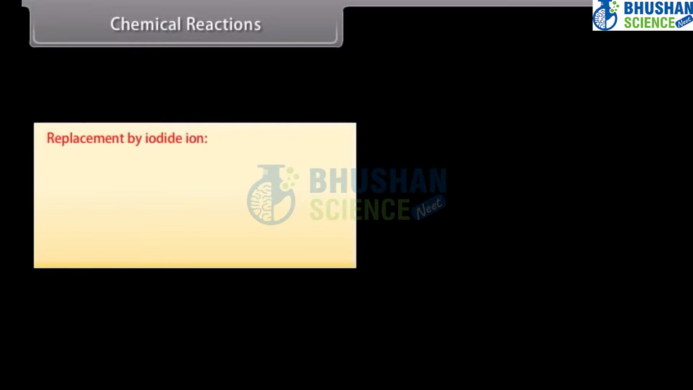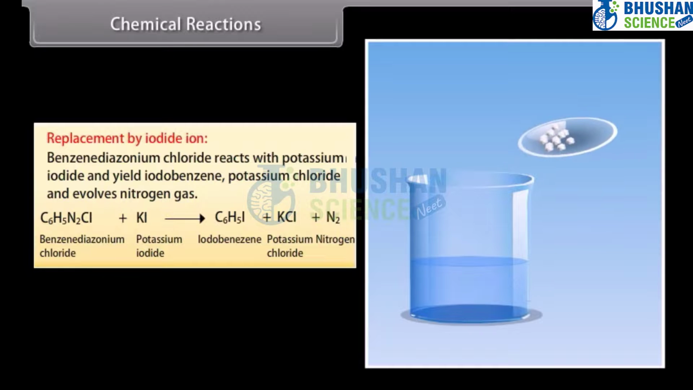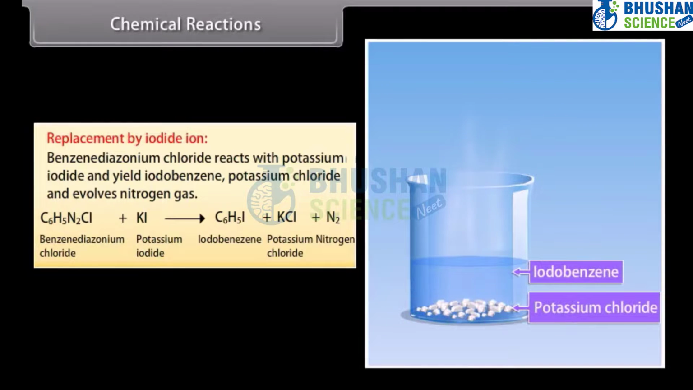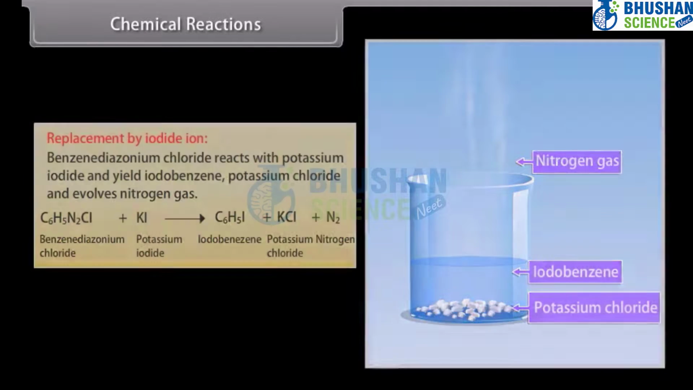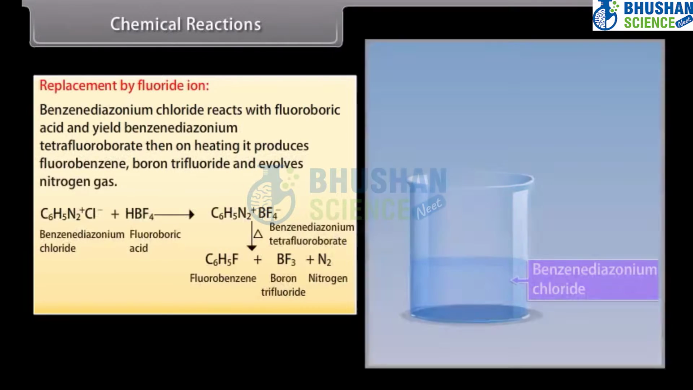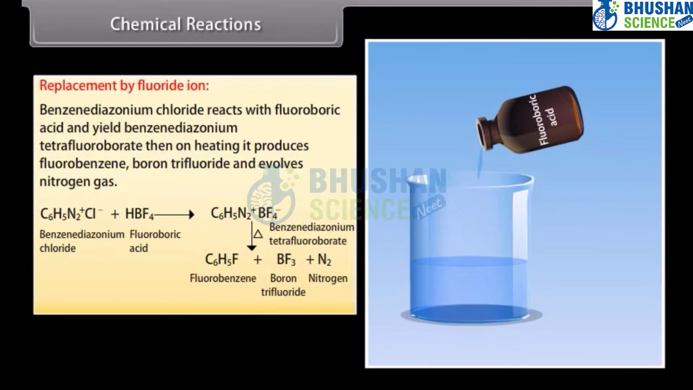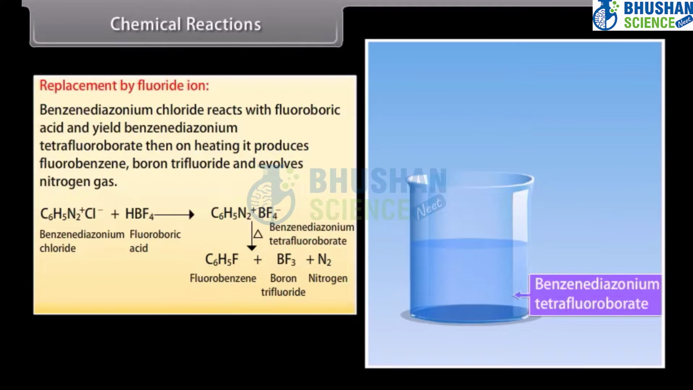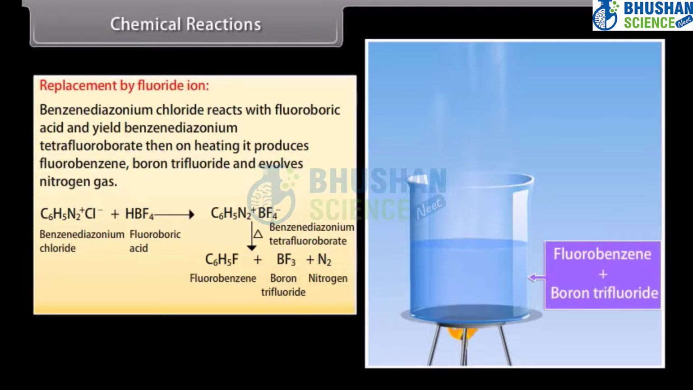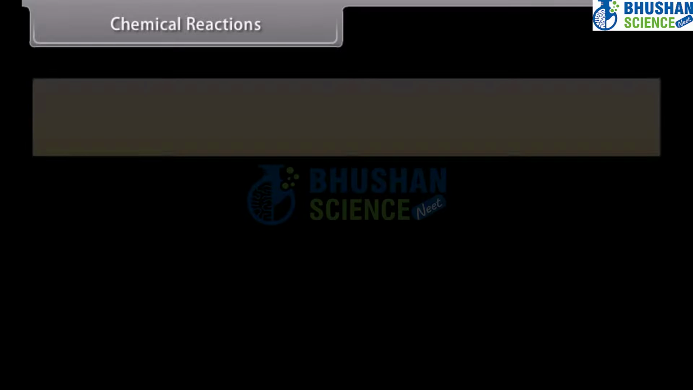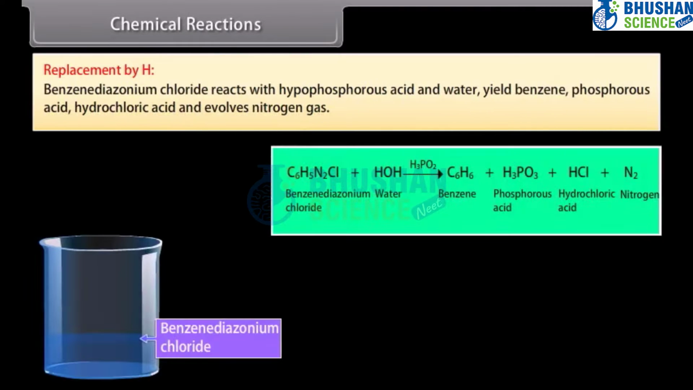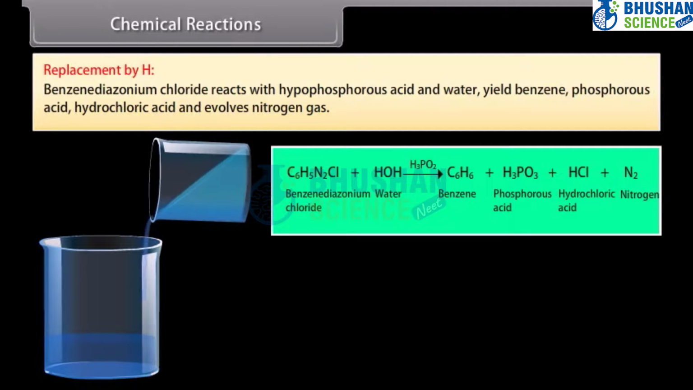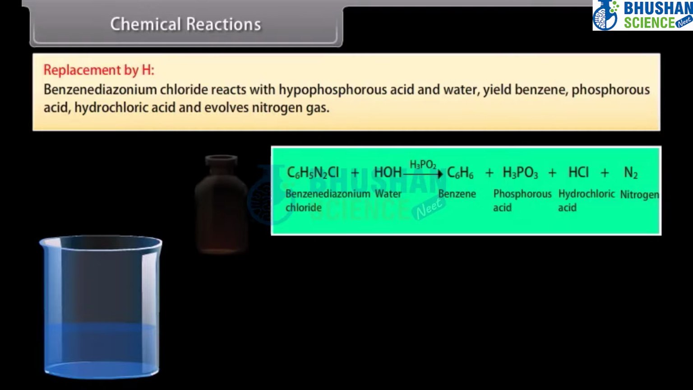Replacement by iodide ion. Benzene diazonium chloride reacts with potassium iodide and yields iodobenzene, potassium chloride and evolves nitrogen gas. Replacement by fluoride ion. Benzene diazonium chloride reacts with fluoroboric acid and yields benzene diazonium tetrafluoroborate, then on heating it produces fluorobenzene, boron trifluoride and evolves nitrogen gas. Replacement by H. Benzene diazonium chloride reacts with hypophosphorous acid and water to yield benzene, phosphorous acid, hydrochloric acid and evolves nitrogen gas.